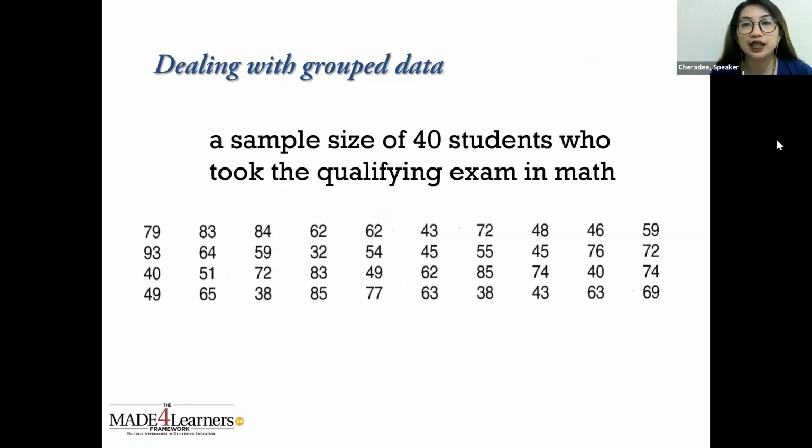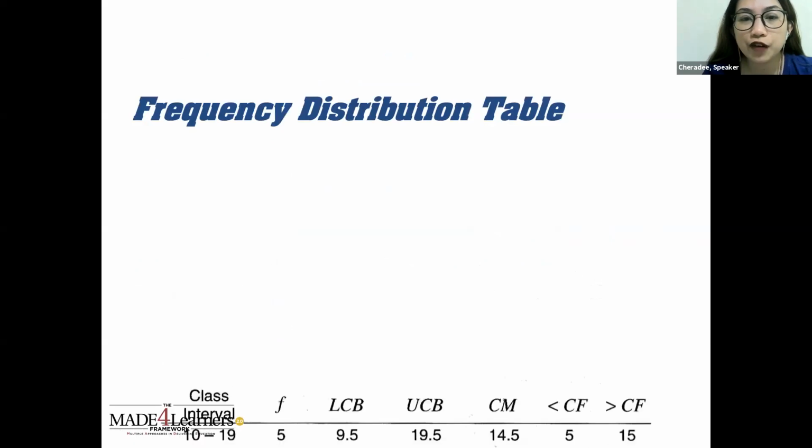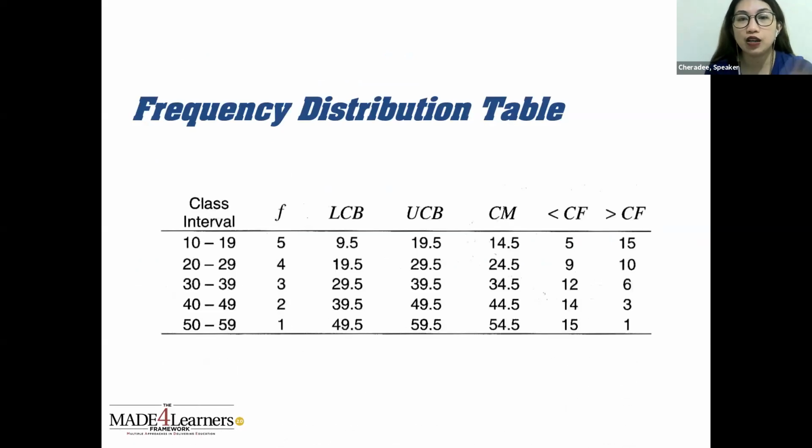So if you have a group data, guys, I think you will be able to use this one if you're going to do the questionnaire, the one that I mentioned. If you want to make a frequency table, you have to deal with group data. So for example, this one, you have a sample size of 40 students who qualified in examination in math. So these are the data: 79, 83, so on and so forth. These are 40. Now, you have to make a frequency table, and this is the frequency table of that data.